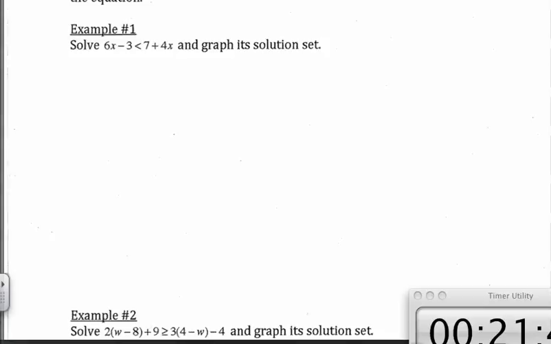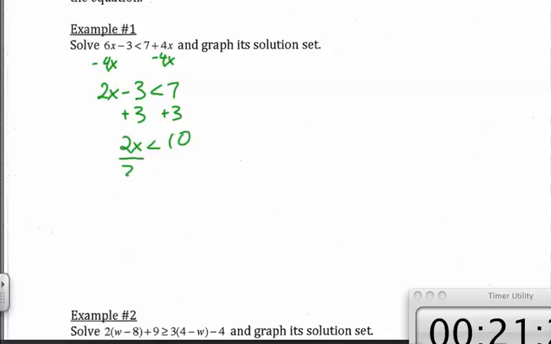Just like I said before, we solve it just like an equation. The first thing I'm going to do is subtract 4x from both sides, right, to get the variable together. So now I have 2x minus 3 is less than 7. Then I'm going to add 3 to both sides, and I'm going to get that 2x is less than 10. Then I'm going to divide both sides by 2. Okay, now I'm dividing both sides. Is it by a negative? No. No, so the inequality stays the same. And I'm just going to get that x is less than 5.